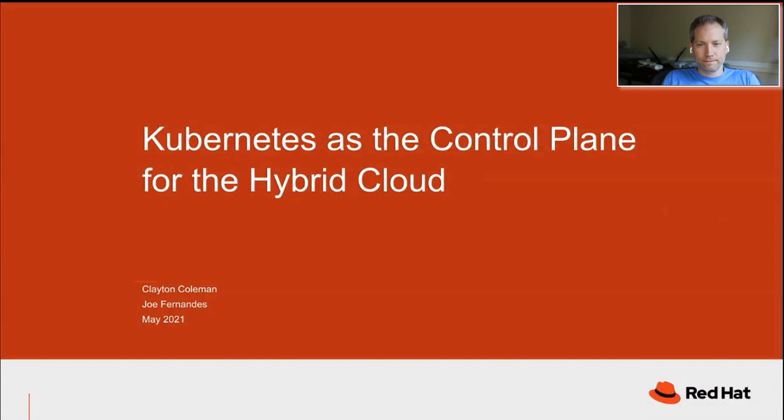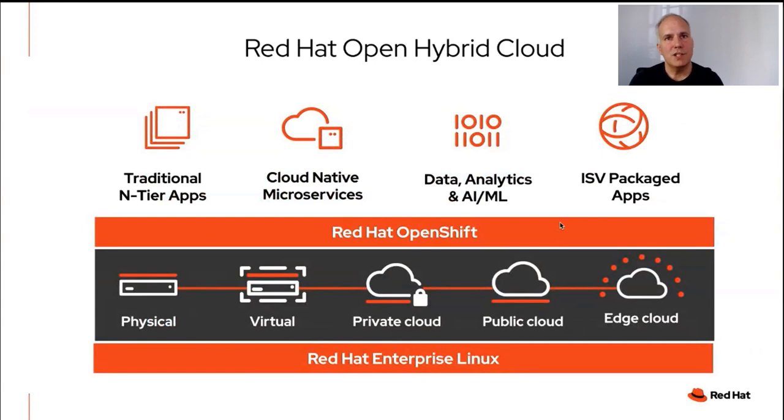Before we get into the details, let's just talk briefly about Red Hat's Open Hybrid Cloud strategy and what it's all about and how OpenShift and Kubernetes enable that. Red Hat's strategy is open hybrid cloud. It's something that we've been talking about for many years, and really our focus is on two key things. First, how do we enable enterprise customers to build and manage a hybrid collection of apps and services that span from traditional architectures to cloud native to data analytics, AI, ML integrated, and beyond? And then second, how do we enable those apps to run anywhere across a hybrid infrastructure spanning from the data center to multiple public clouds and out to the edge?